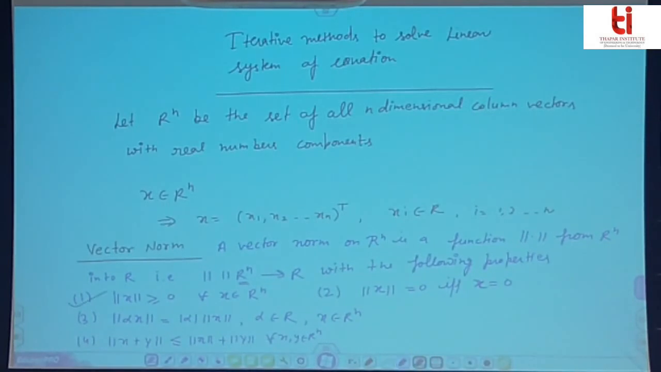That is, first, norm of x is greater than or equal to 0. Norm of x equal to 0 if x equal to 0. And if we multiply a real number alpha to the vector x and then take its norm, it is equivalent to the absolute value of alpha times norm of x. Fourth property is norm of x plus y is less than or equal to norm of x plus norm of y.